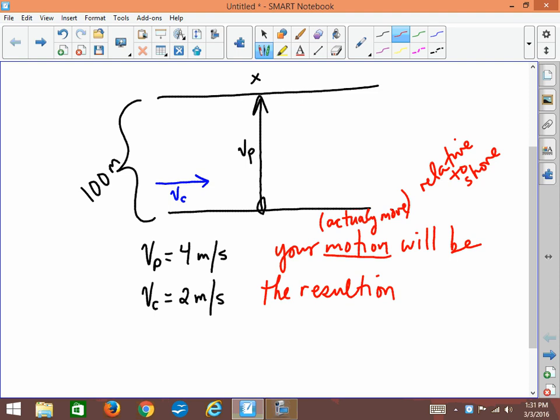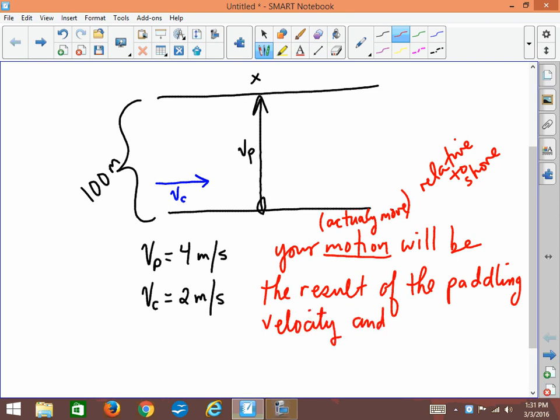Your motion will be the result of two things: the paddling velocity, which is the velocity of your boat as it moves through the water, and the velocity of the current, or the current velocity, because the current will be drifting you as you move.